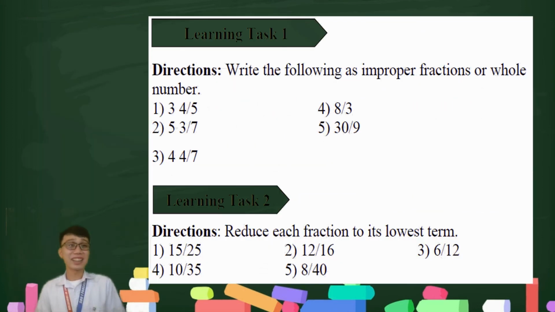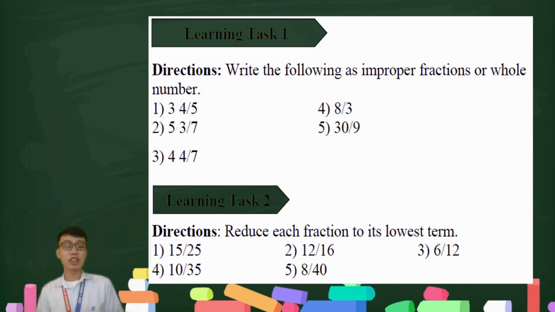To assess our lesson for today, do these activities. Learning Task number 1. Directions: Write the following as improper fractions or whole numbers. Number 1, 3 and 4/5. Number 2, 5 and 3/7. Number 3, 4 and 4/7. Number 4, 8/3. Number 5, 39/9.